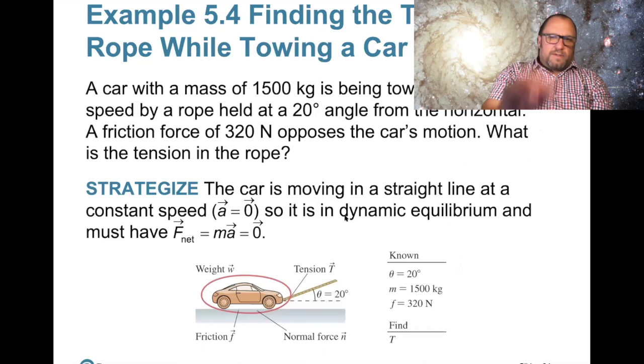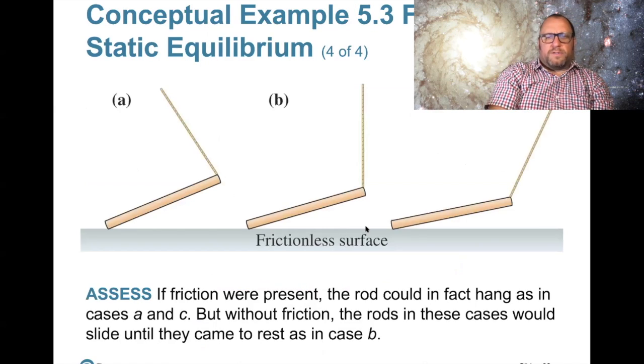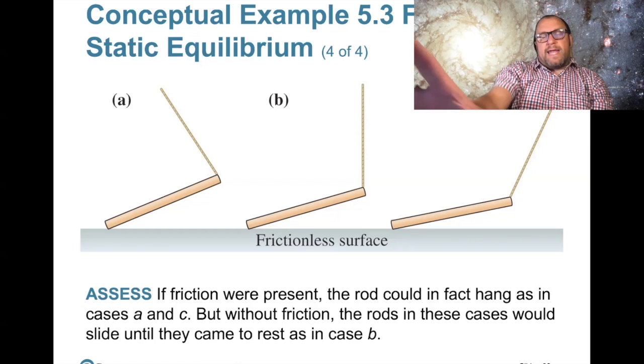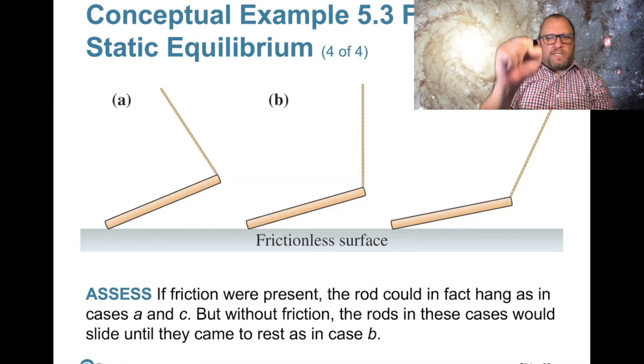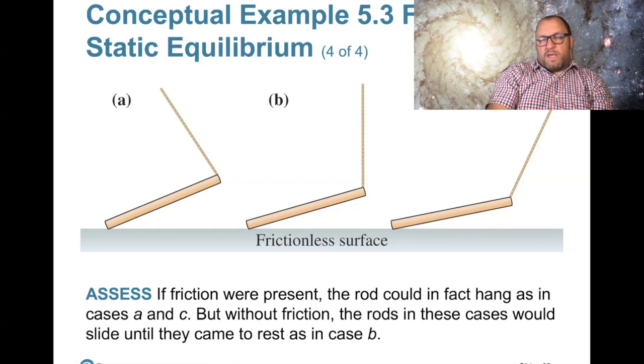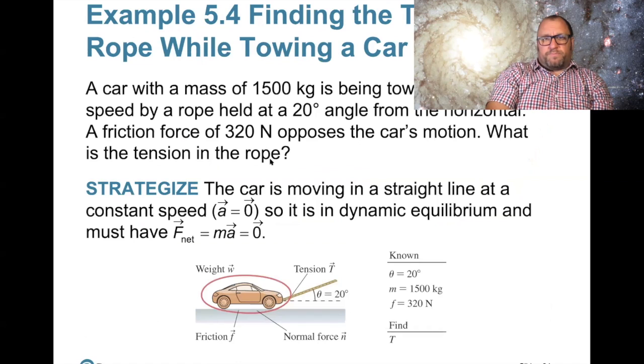Assess. If friction were present, the rod could in fact hang, as in cases A and C, but without friction, the rod in these cases would slide until it came to rest in case B, for the case with no friction.